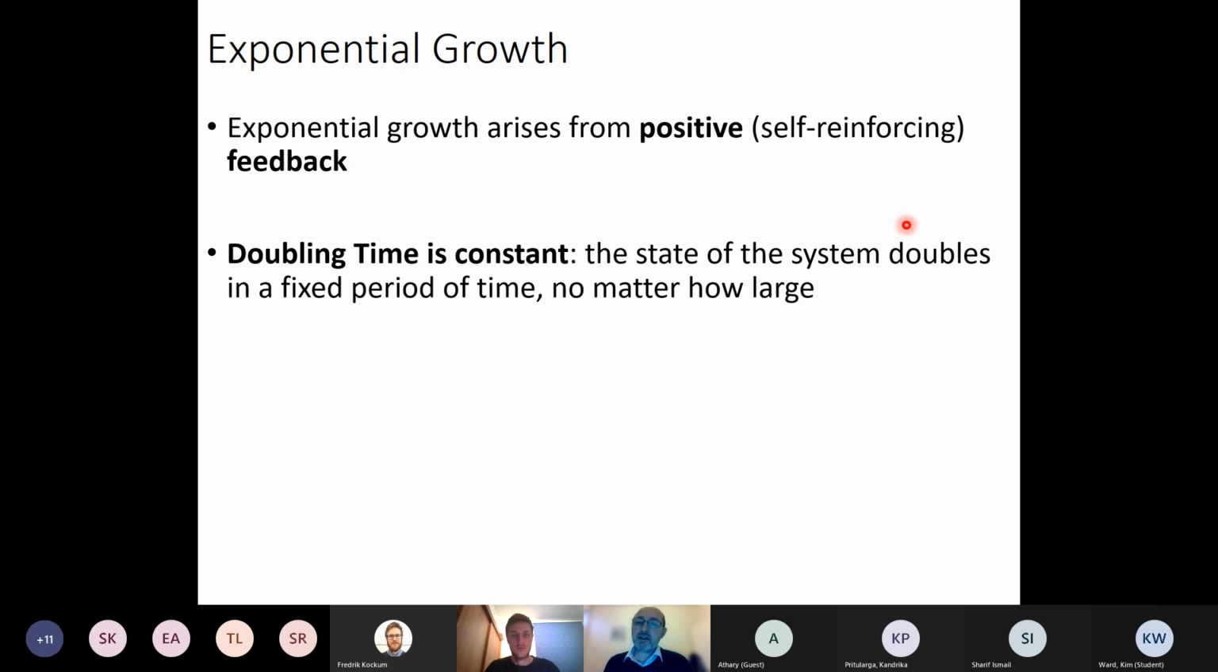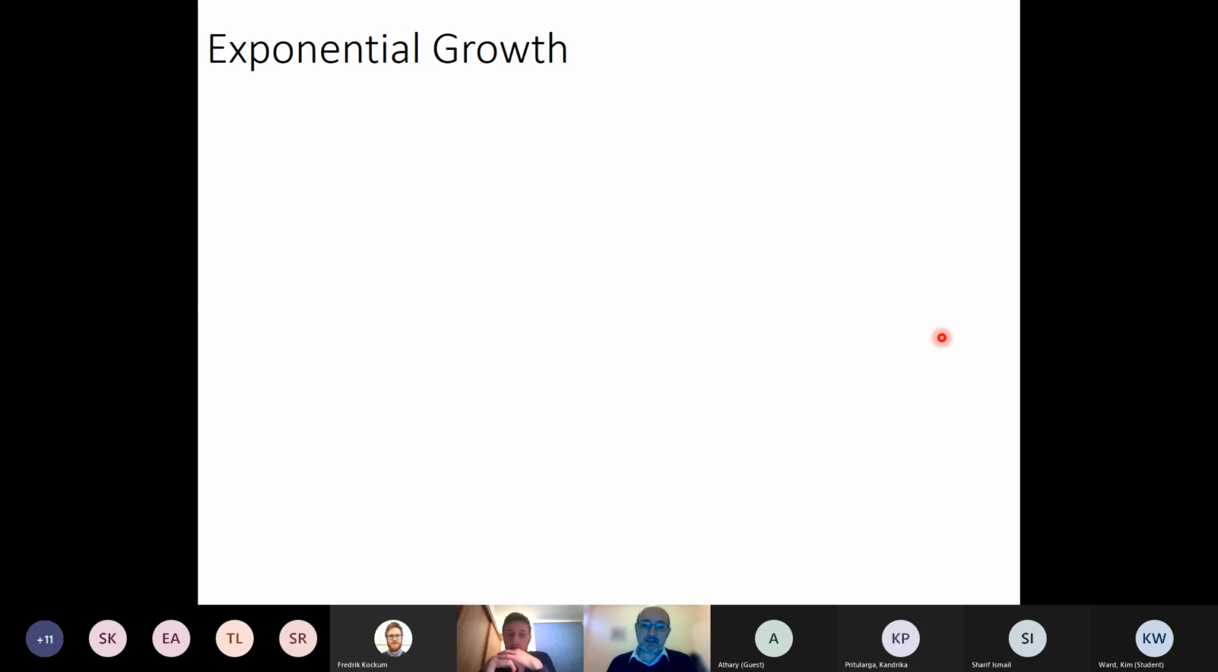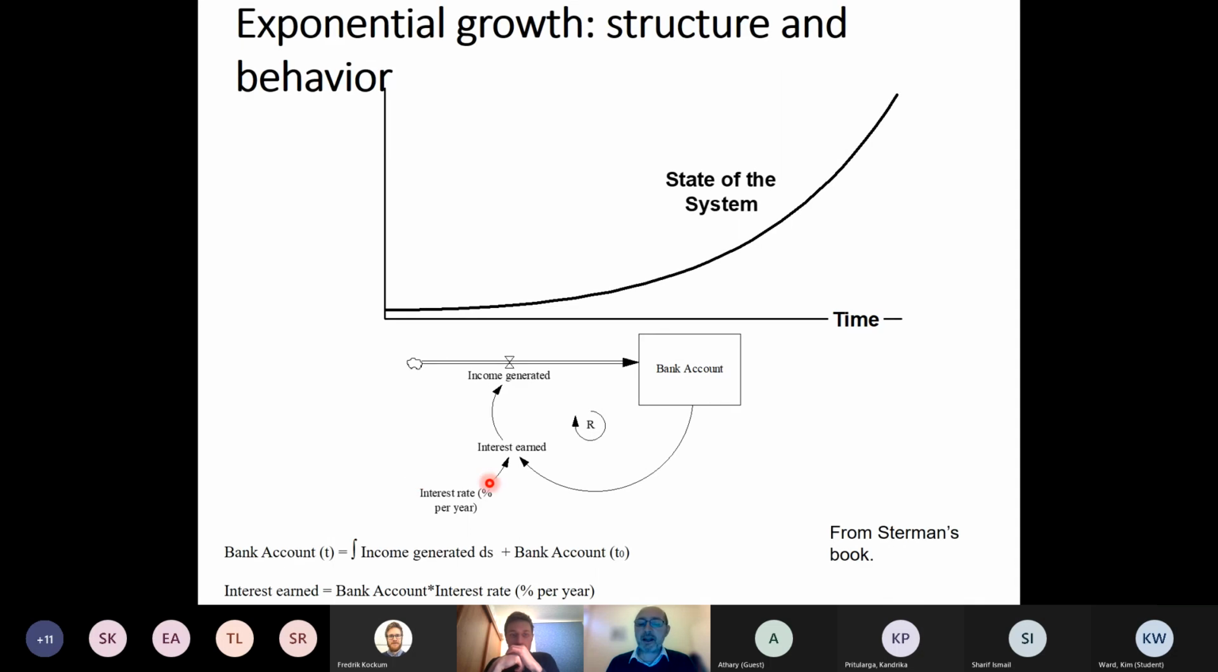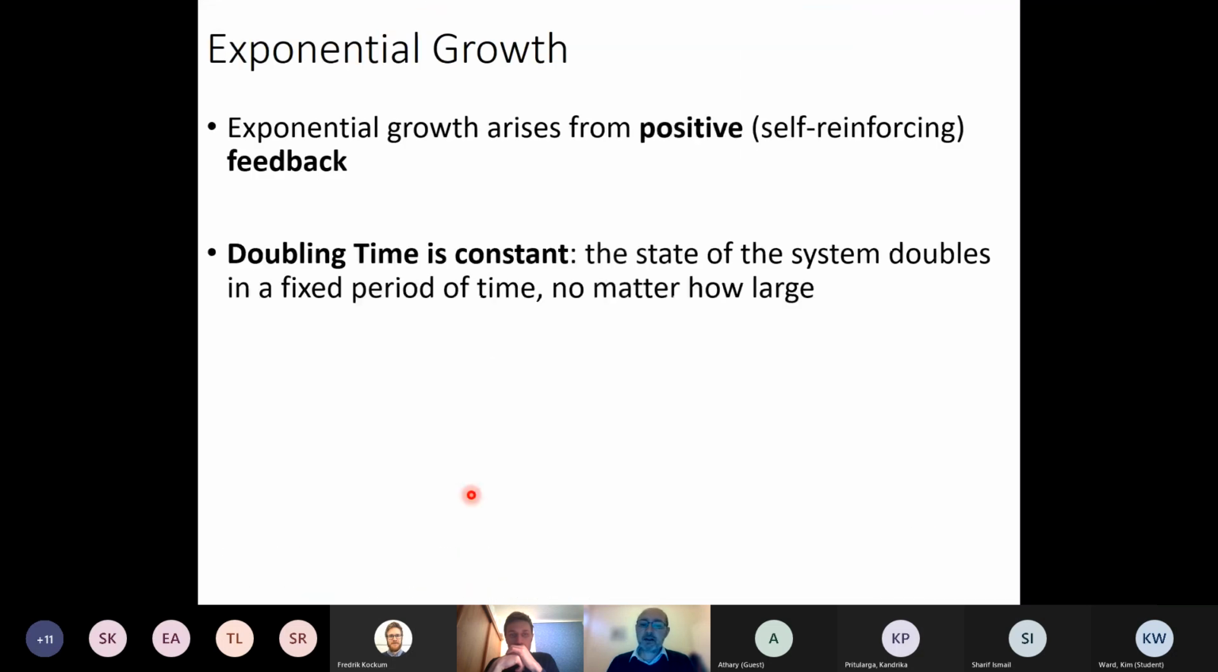So that's why sometimes you need this type of model to see the scale that you are facing in terms of the system. The state of the system doubles in a fixed period of time, no matter how large. If this percentage of growth remains the same, it will take the same amount of time to double a huge system. And this was very interestingly captured in a model by Jay Forrester.